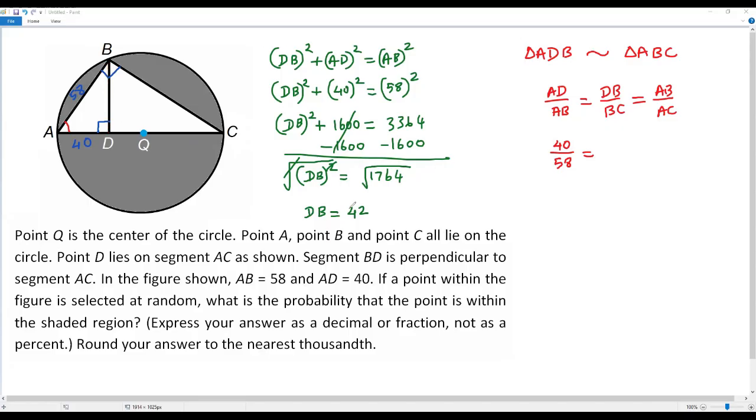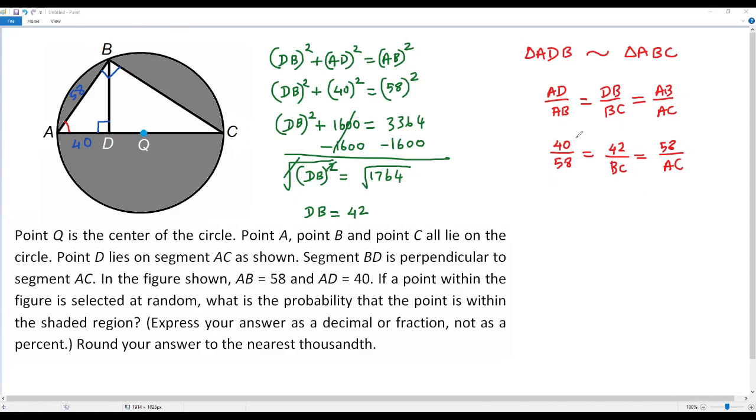Now let me plug in this 42 for DB over here, 42 divided by BC. I do not know the length of BC, so I have to write BC as it is. And for AB, I have the length, that is 58. Let me plug in. And for AC, I do not know the length, so I have to write AC as it is. Now the three ratios are equal. Since all three ratios are equal, we can equate any two out of these three ratios.